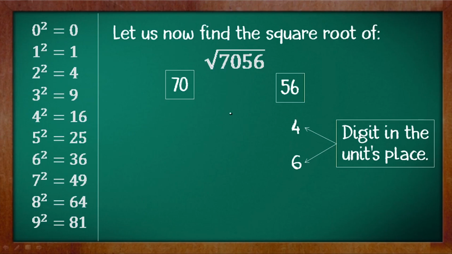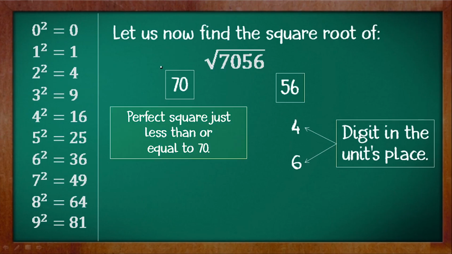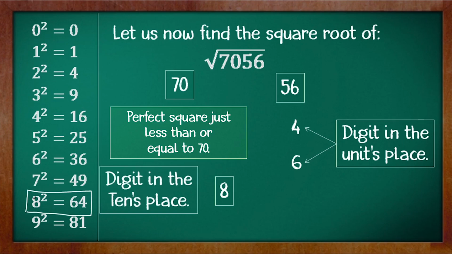Now let's see what to do with 70. We'll try to find the perfect square just less than 70. What is the perfect square just less than 70? It is 64. Now the square of which whole number gives us 64? It is 8, so we'll write 8. And what is 8? 8 is the number that will be in the tens place. So here we got the number that will be in the units place, either 4 or 6, and the number that will be in the tens place, that is 8.